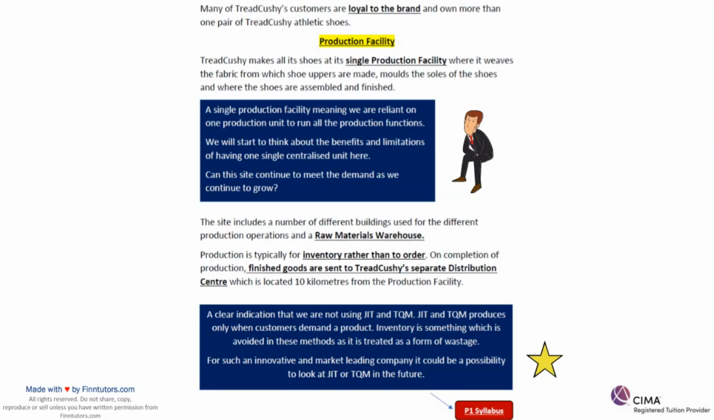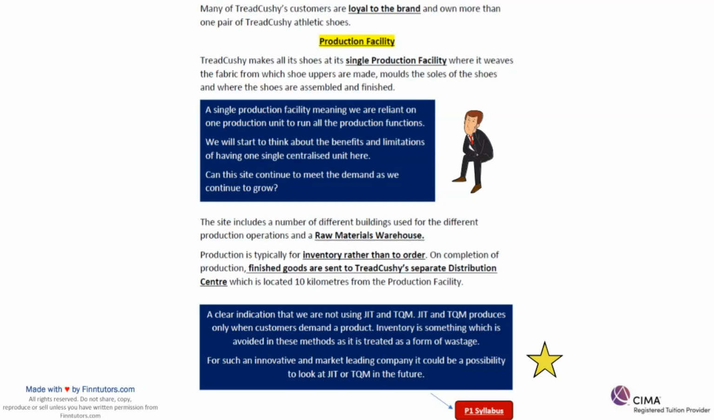So on completion of production, finished goods are sent to TreadCushy's separate distribution center, which is located 10 kilometers from the production facility. A very clear indication here is that we are not using modern manufacturing techniques such as JIT or TQM, because JIT and TQM produce goods only when customers demand a product. Inventory is something which is avoided in these methods as it's treated as a form of wastage. Over here we have been holding inventory, which means we are not following these methods.